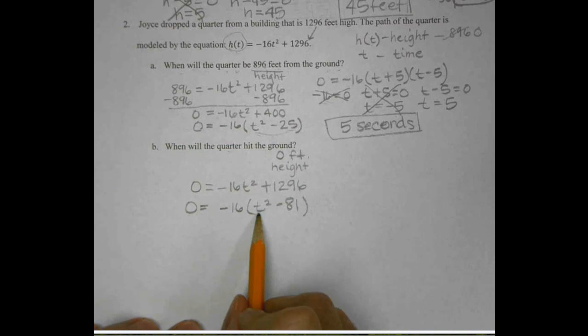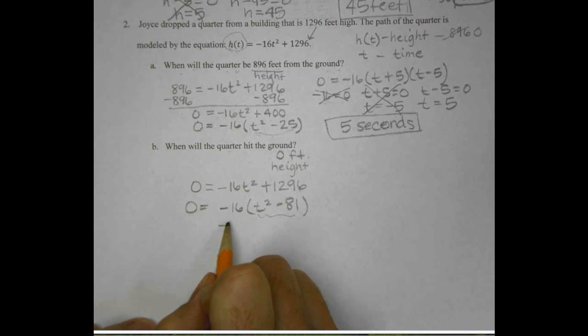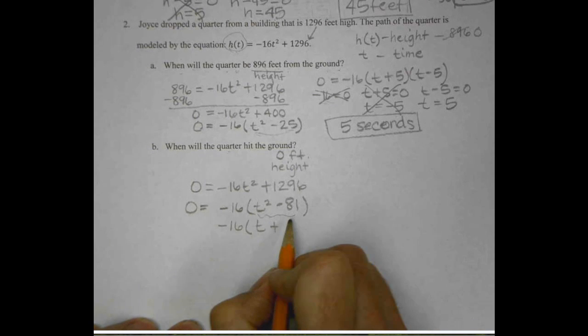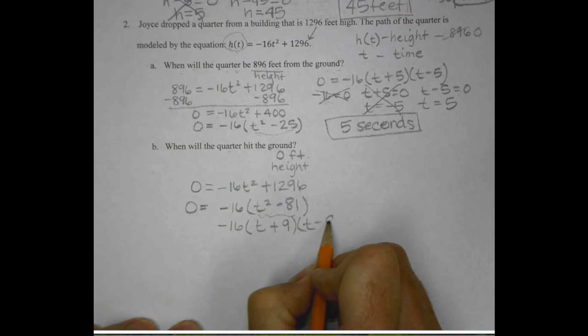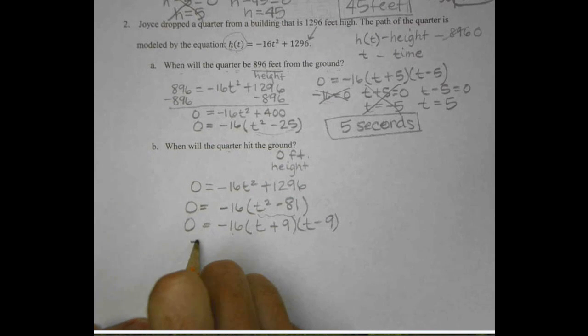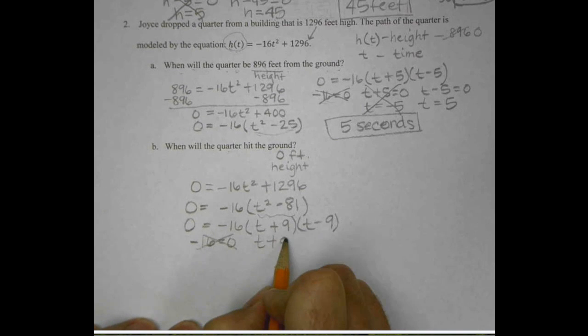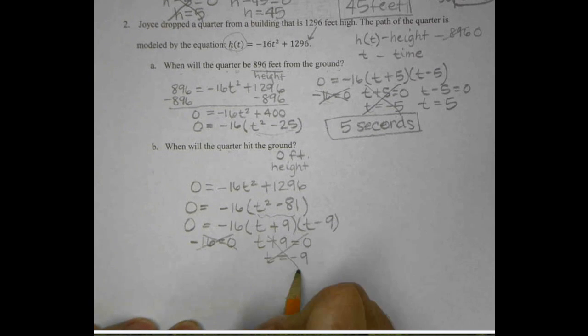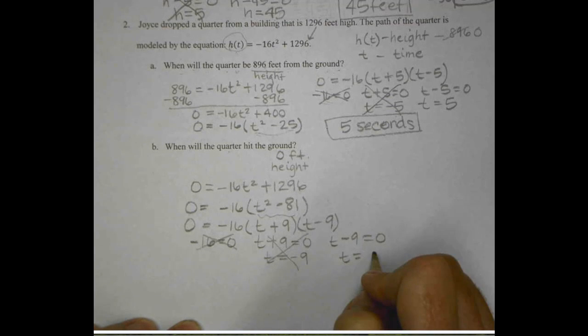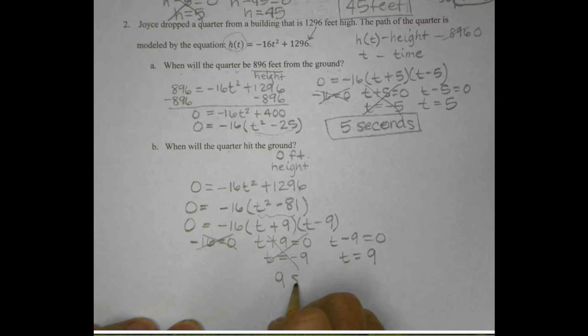Now I want to factor the part in the parentheses, so I have negative 16, and I see that that's a difference of squares again, so I have t plus, what's the square root of 81? It's a 9, and t minus that same 9. Now I can set each of my factors to 0. I'm pretty sure this one's going to be useless, and the t plus 9 equals 0 will result in a t equals negative 9, which again I can't use, and the t minus 9 equals 0 gives me a solution I can finally use, and my answer is 9 seconds.